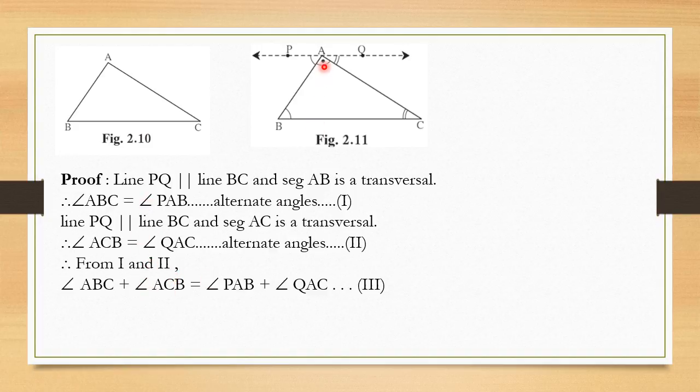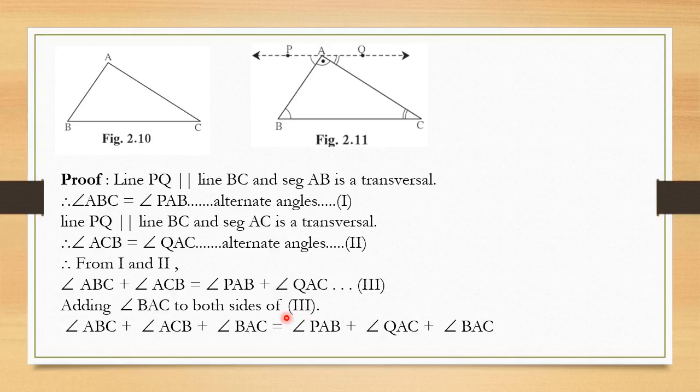Now the third angle is still left, which is angle BAC. If we add that angle to this side, then we will get the summation of all three angles of a triangle. So I'll add BAC on this side of the triangle. If I add it on the LHS, then I have to add it on the RHS as well. Why? Because both these sides are equal. If I add anything on the LHS, I have to add the same thing on the RHS of the equation. So the next thing we have to do is add angle BAC on both sides of equation 3. Let us see what we will get.